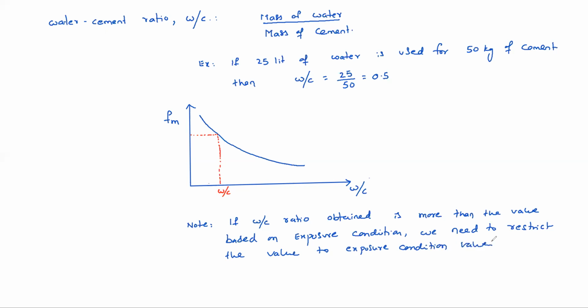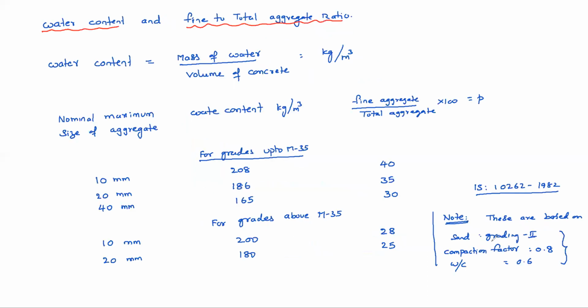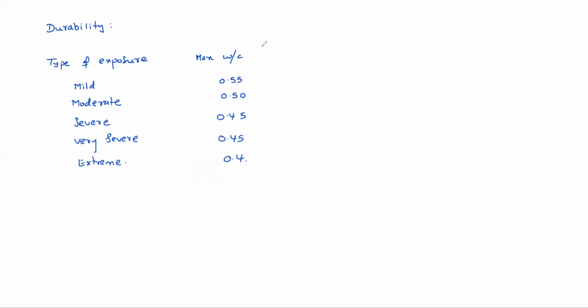Suppose you are getting a water cement ratio of 0.59, but the limit is 0.54. Obviously, you should restrict it to 0.54 only. That means both criteria we need to satisfy: strength as well as durability. Similarly, not only this maximum water content, the minimum cement content also we need to satisfy.